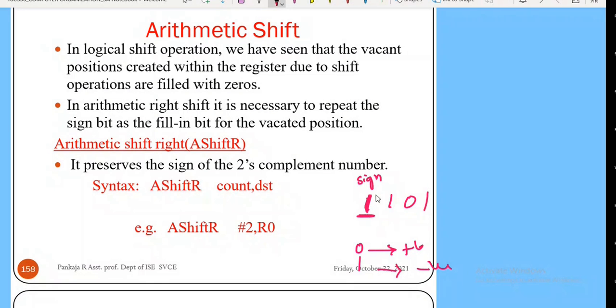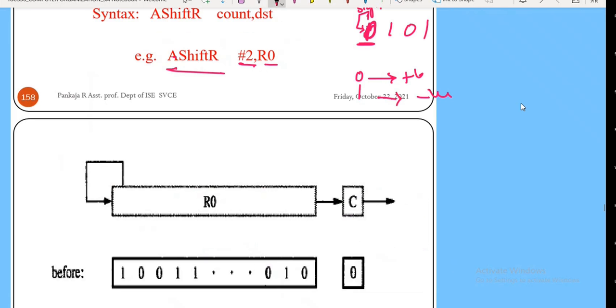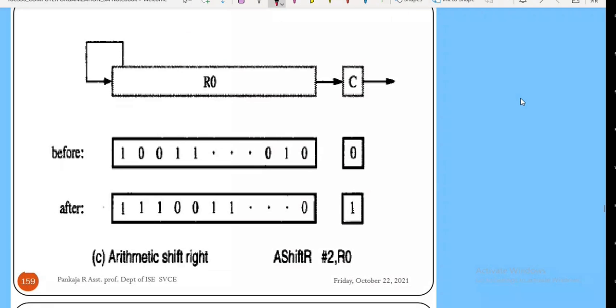Here you are not going to fill with 0. Instead, whatever the sign bit was, you are going to fill the vacated position with that, either 0 or 1. It checks the sign of the number before shifting, and accordingly fills the value. The instruction for this is arithmetic shift right 2 bits from the content of R0. You can just observe carefully.